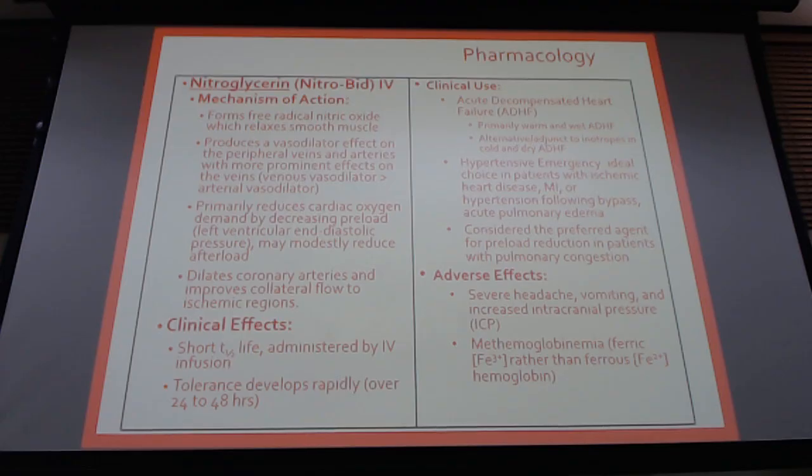You'll start to see this if you leave them on it for a very long period of time, or if they're on a very, very high dose of this medication. If you do see this happen, you can reverse it. There's an antidote called methylene blue, and that will reverse this side effect in that patient if you see it happen, okay?